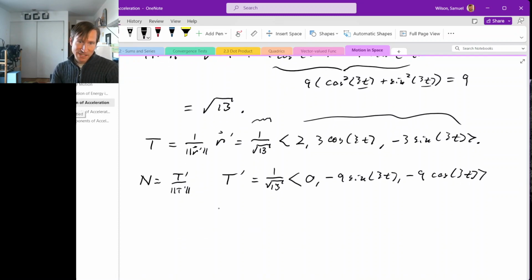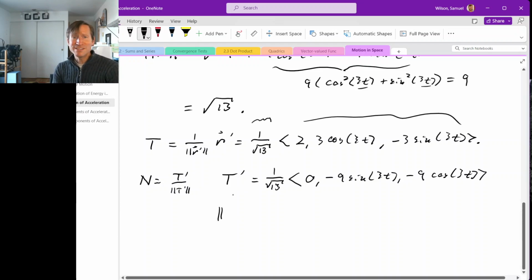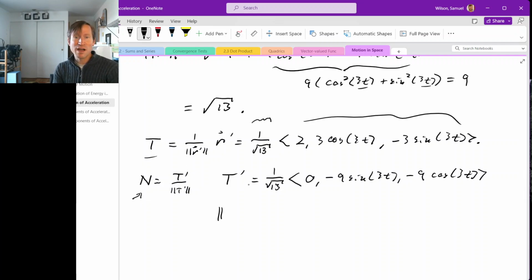Now we can take the magnitude of this. I should note that t prime points in the same direction as n, right? Because t was unit length, t prime points perpendicular to t, and so it does point in the correct direction. It just isn't unit length typically, so we're going to have to divide t prime by its own magnitude so that we get a normal vector that actually is unit length.